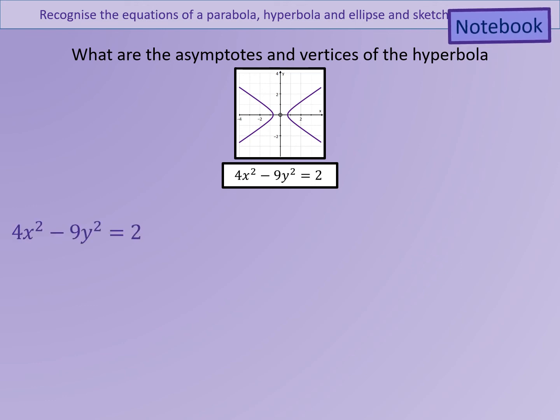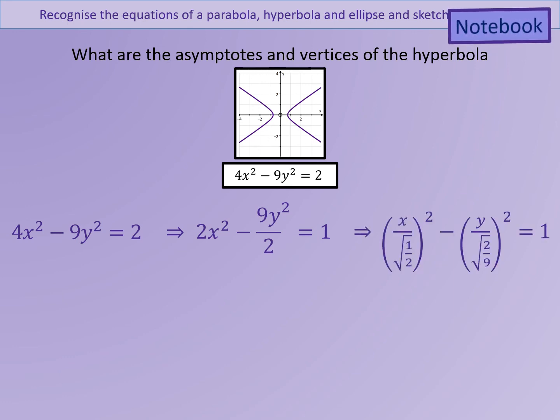We're now going to find the asymptotes and vertices of this hyperbola. We're going to do that by rearranging it into the general form of the hyperbola equation and then reading off the values. So we're going to start by dividing the equation by 2. This is so that we end up with a 1 on the right hand side, which is required. We're then going to write it as a fraction.